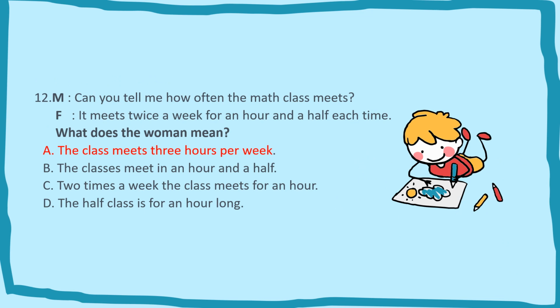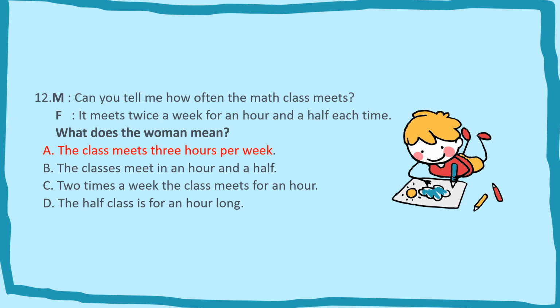Number 12. Can you tell me how often the math class meets? It meets twice a week for an hour and a half each time. What does the woman mean? A. The class meets three hours per week. B. The class meets in an hour and a half. C. Two times a week the class meets for an hour. D. The half class is for an hour long.